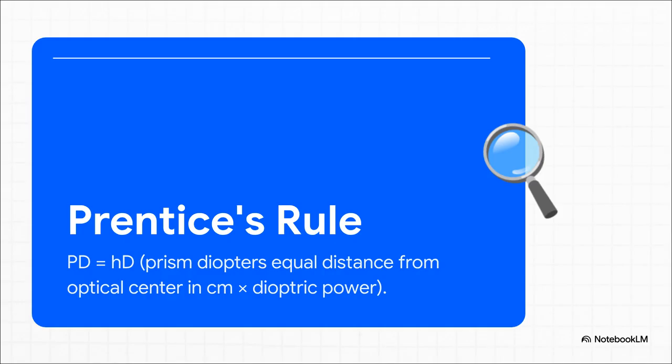But here is the classic OCACAP trap, so pay attention. H is the distance in centimeters, not millimeters. The boards will literally give you the measurement in millimeters just to trick you. Don't fall for it. And remember, because light rays bend toward the base of a prism, the image the patient sees seems to move toward the apex.